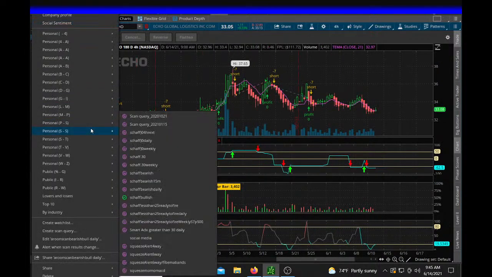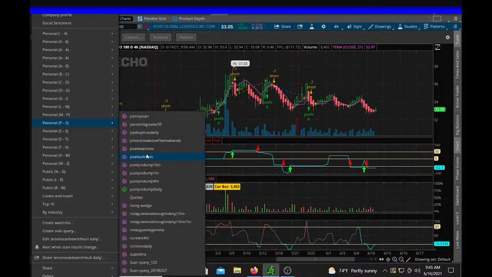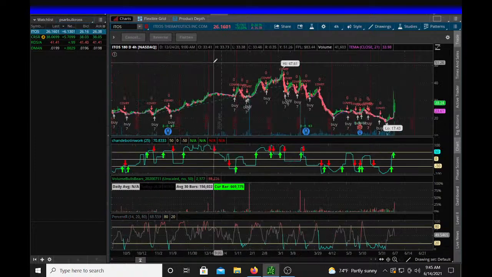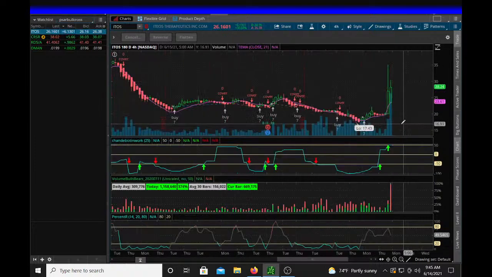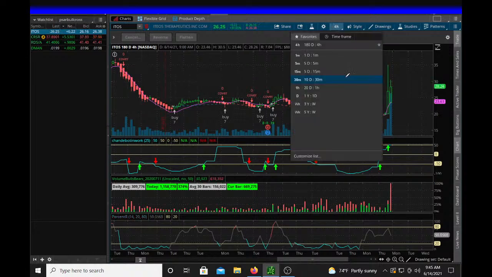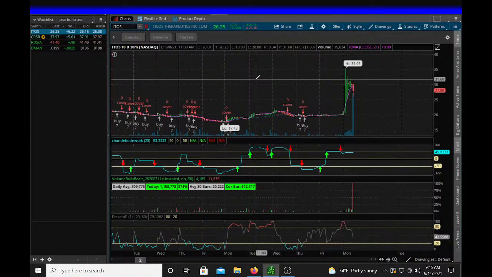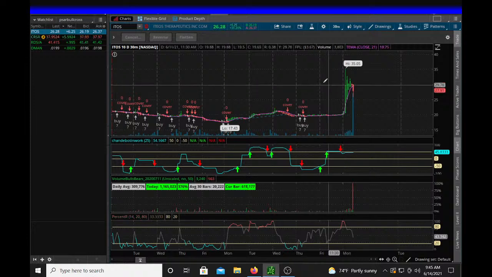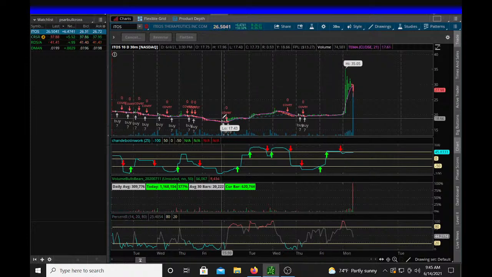All right. And let's check out our parabolic SAR that's bullish. All right, these are the ones that are bullish for parabolic SAR. Of course, that's probably just a daily scan. Very good. Hit a low. Okay.